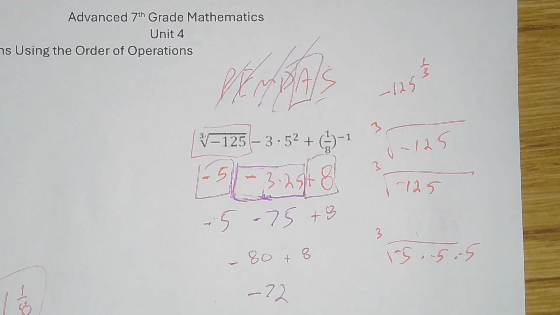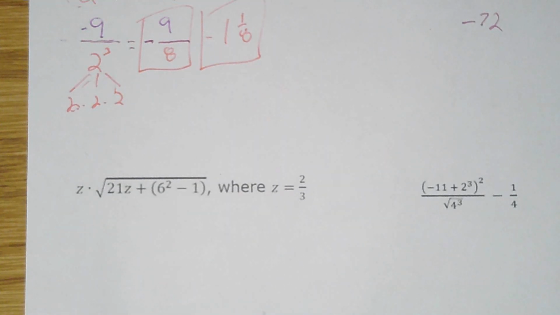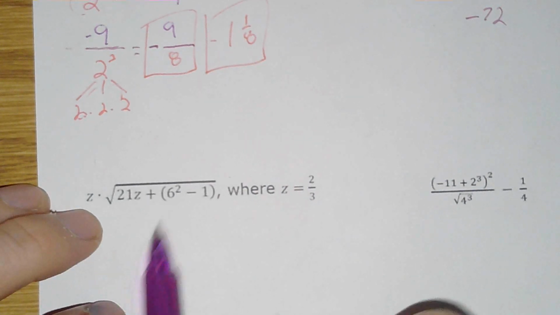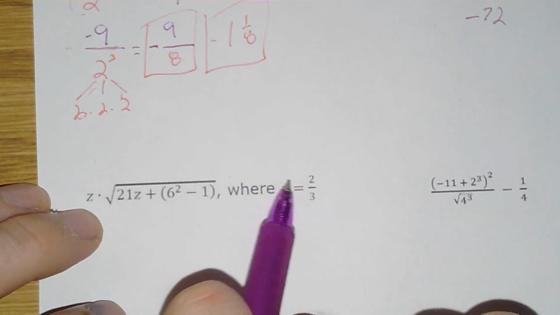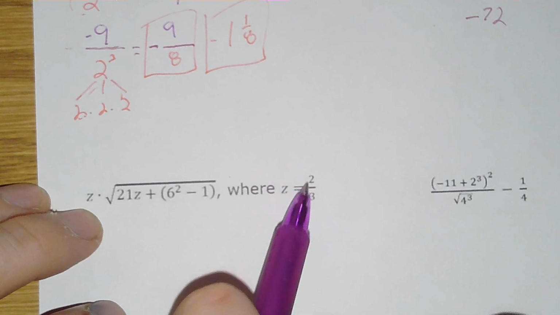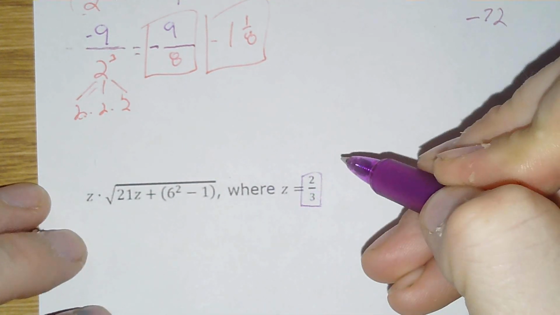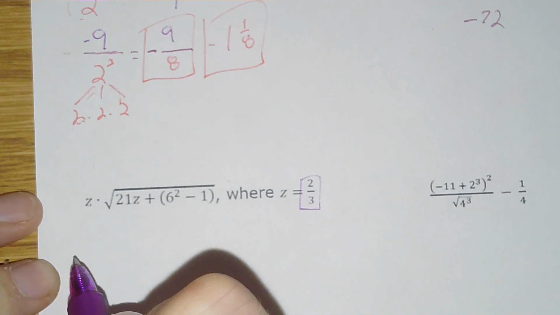Okay, moving on to this one. They gave us a crazy thing with some variable components in here. Not a big deal. I just replace the variable components with what it tells me the variable is. I just do some substitution, so I'll do that first.